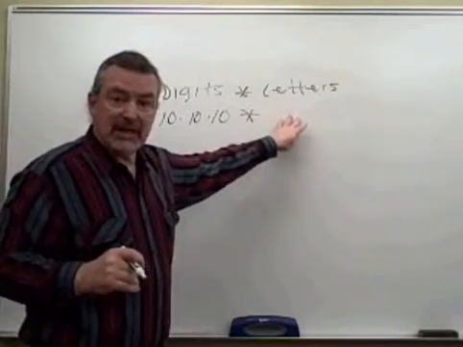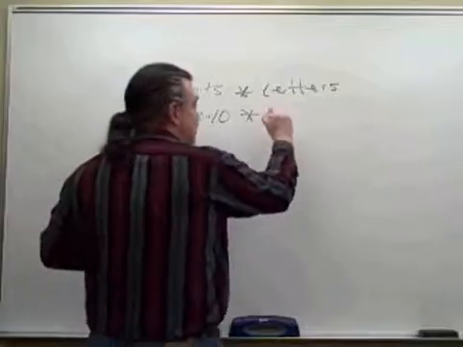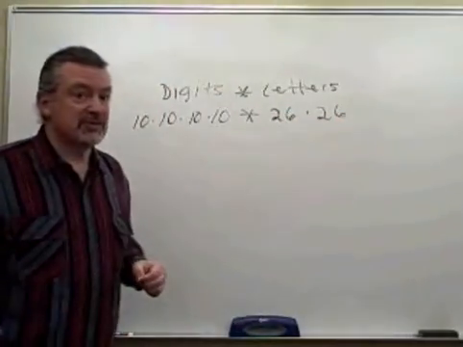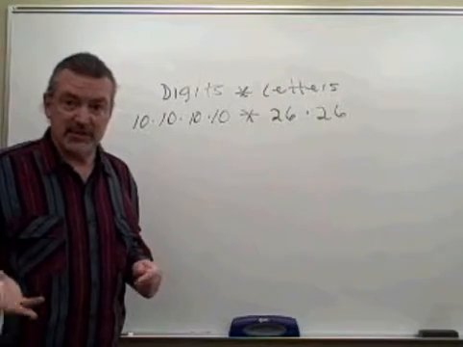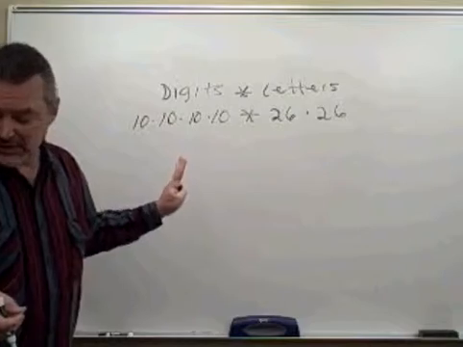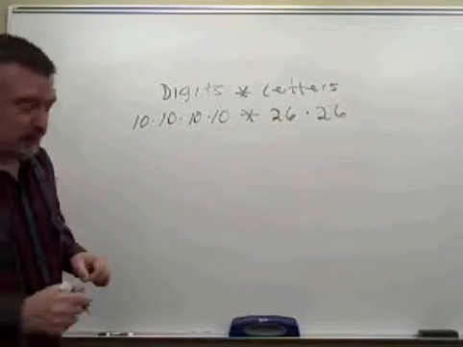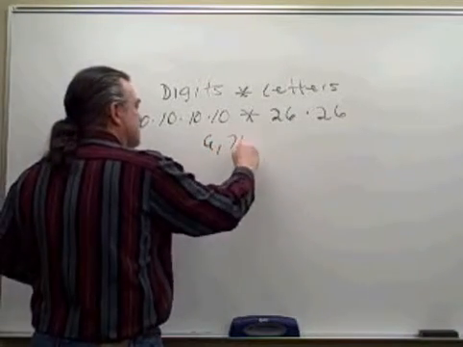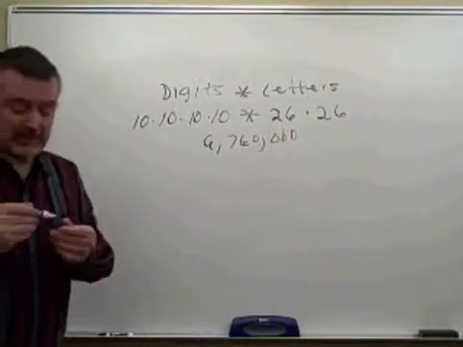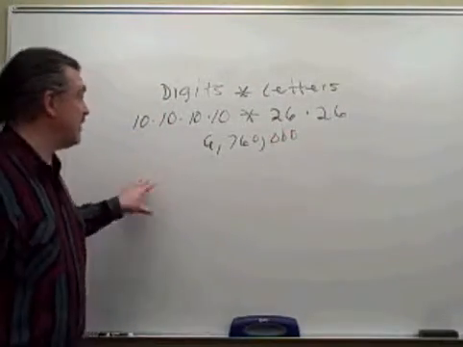And the same way with the letters. If repetition is allowed, when we choose the first letter, we have 26 choices. When we choose the second letter, we have 26 choices because repetition is allowed. So if we take the product of those numbers, that gives us the nice big number of 6,760,000. So that's how many different license plates we could make.